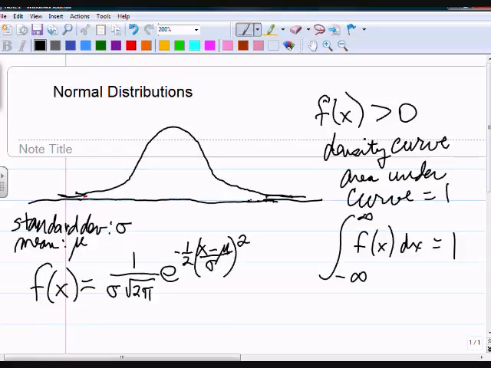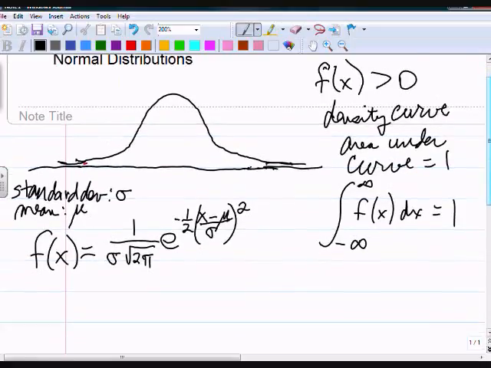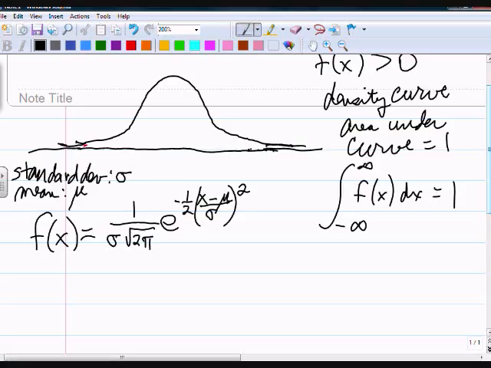Okay. Are you responsible for knowing that formula? Nah. Am I going to ask you to integrate that one? Nah, not even for you post-BC guys am I going to ask you to integrate that one. It's tricky. It doesn't look real easy. I've done it, but it's not great. Okay. So there are some characteristics of this normal distribution.